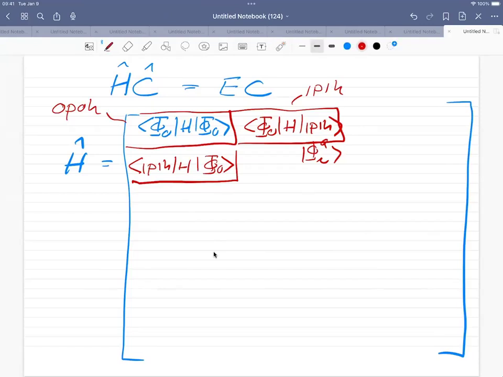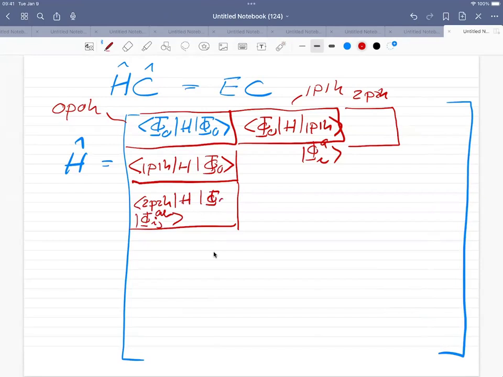Then it's pretty obvious that we should get a two-particle, two-hole block. I'm going to see if I can squeeze it in later, so I'm going to write it down here. The two-particle, two-hole block is a two-particle, two-hole state, and an example was this phi ijab, which we set up, with H and phi 0, like that. So this will be my two-particle, two-hole block, which is the same as the one over here.